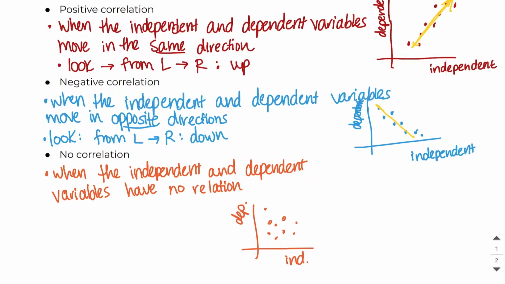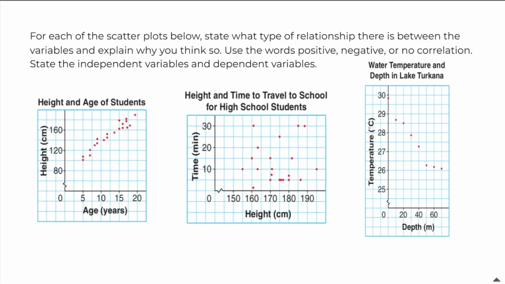Okay, so if you can see here, there's really nothing happening. There's no relationship between the independent and the dependent variables. Okay, so let's take a look at what we have here. For each of the scatter plots below, state what type of relationship there is between the variables and explain why you think so. Use the words positive, negative, or no correlation and state the independent and dependent variables.